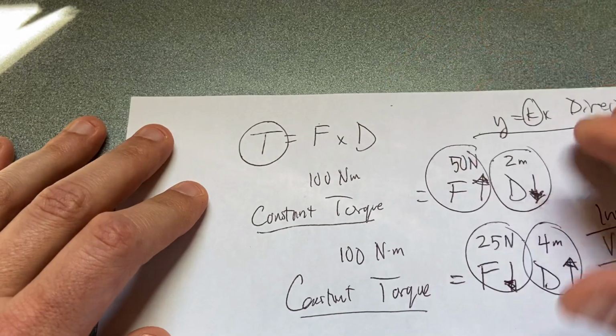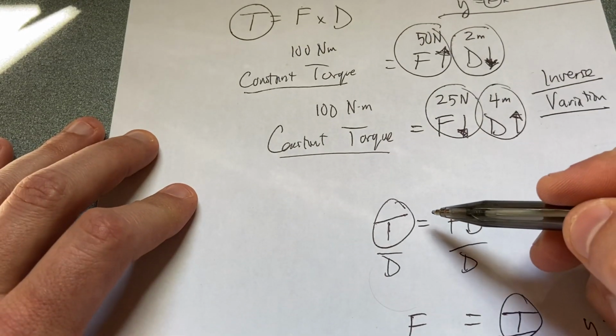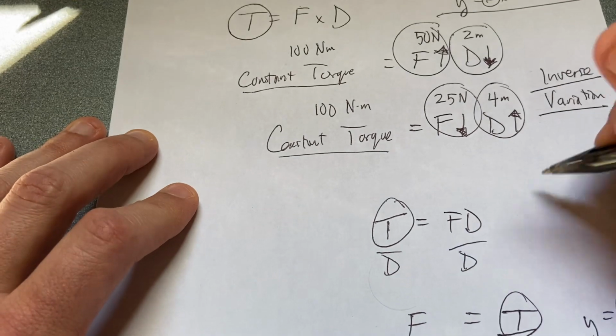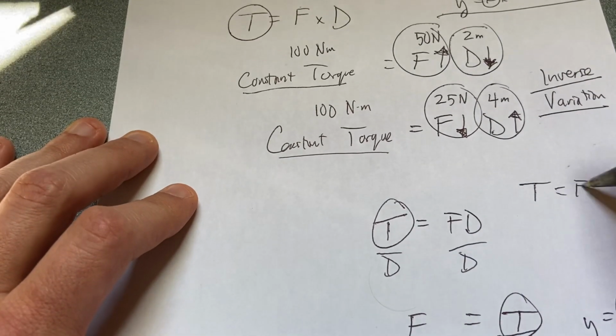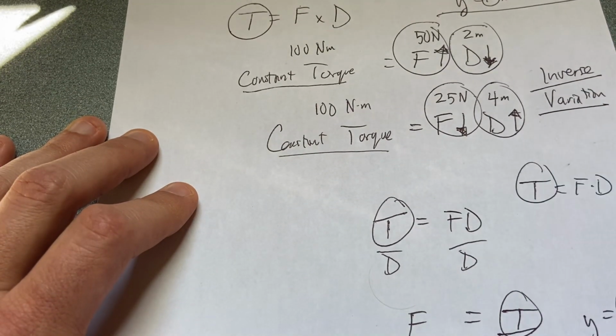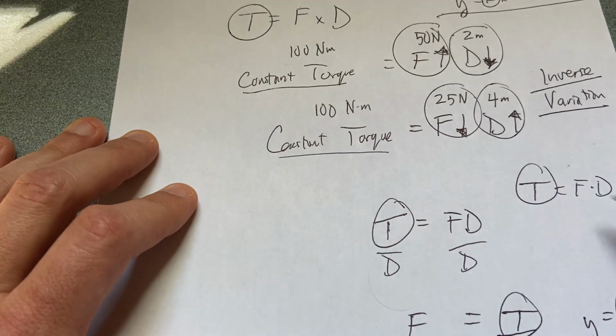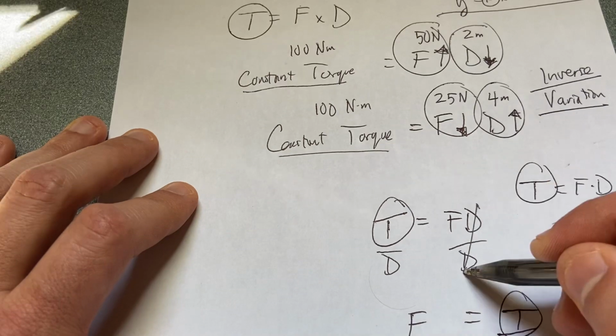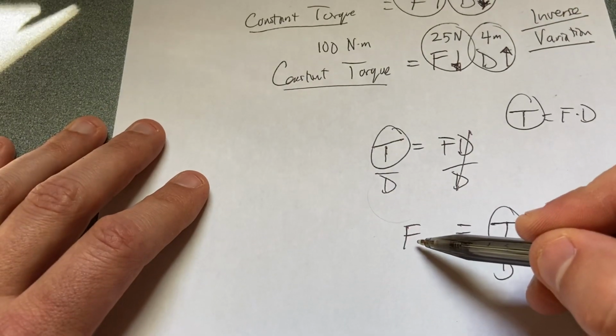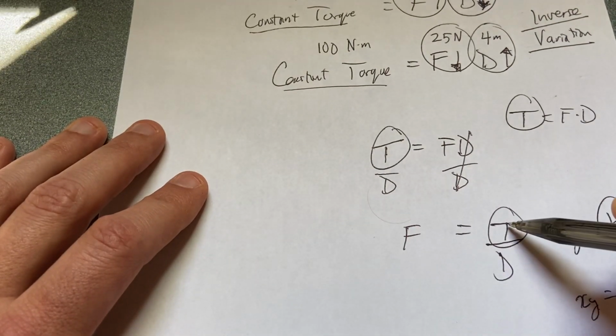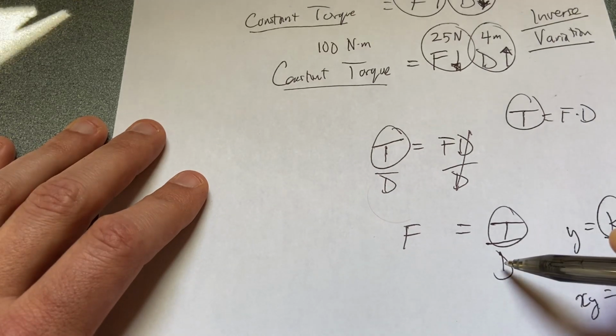So F and d were my variables. Let me show you what I started with here. T equals F times d, and that's my constant. Well, what if I want to solve for F in this case? I would divide both sides by d, and I'd end up with force is equal to torque, which is the constant, divided by distance.